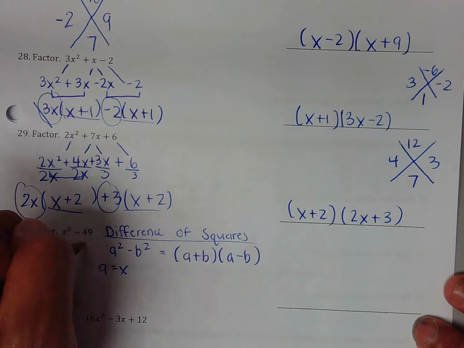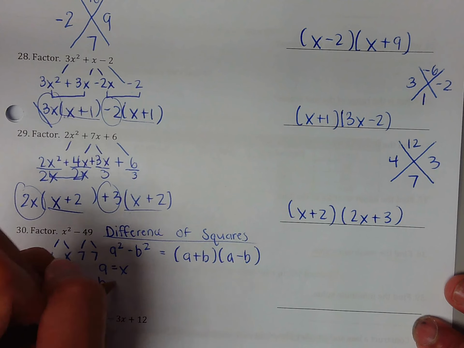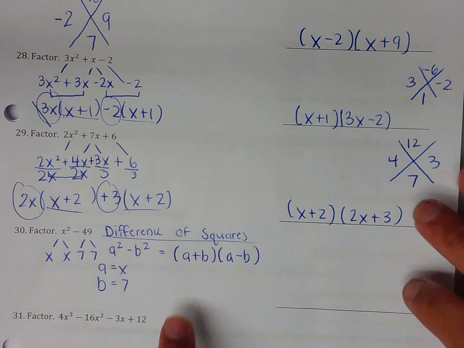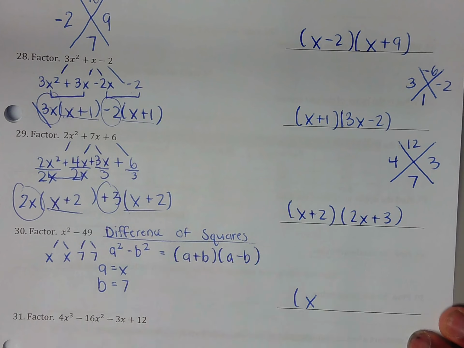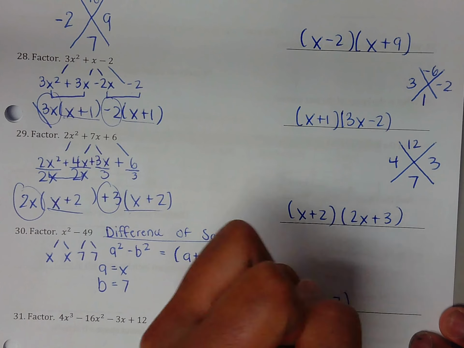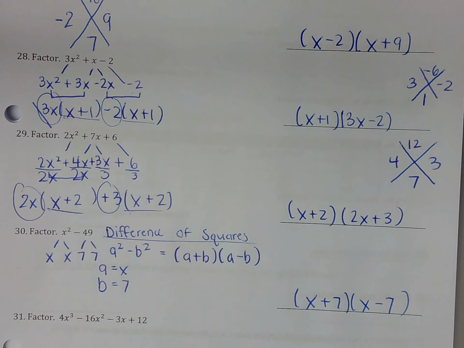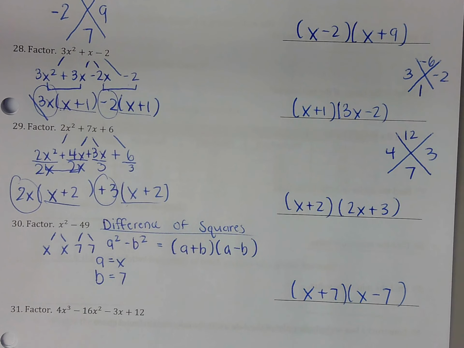And then if I split that 49 up, that'll be 7 and 7. So that tells us my b is equal to 7. So literally just replacing it in this format, we get x plus 7, x minus 7. One plus, one minus: x plus 7, x minus 7.